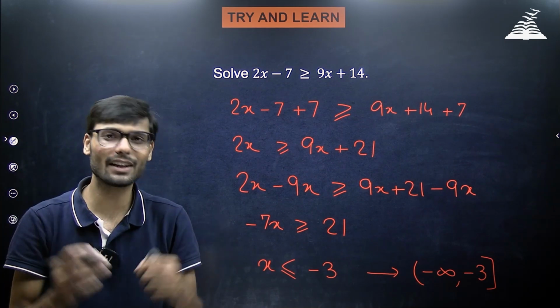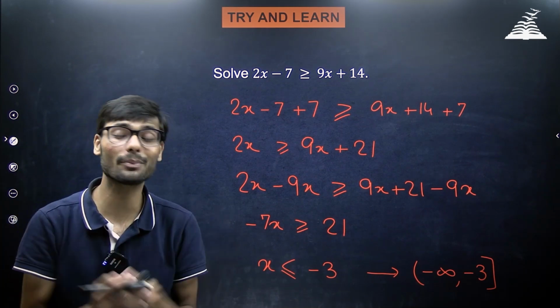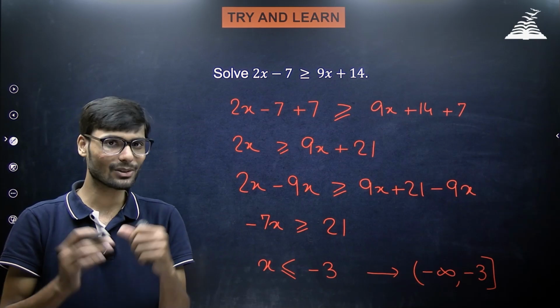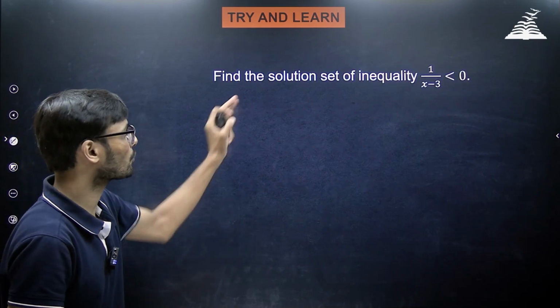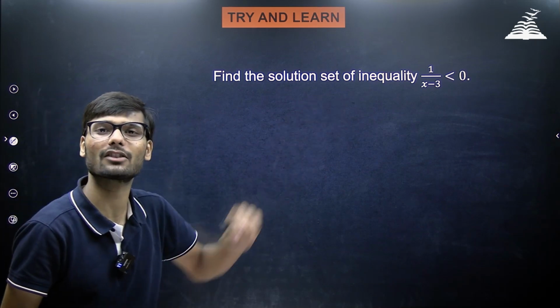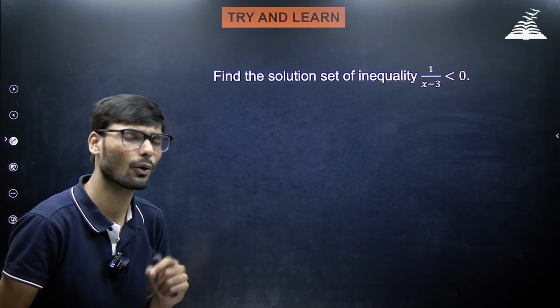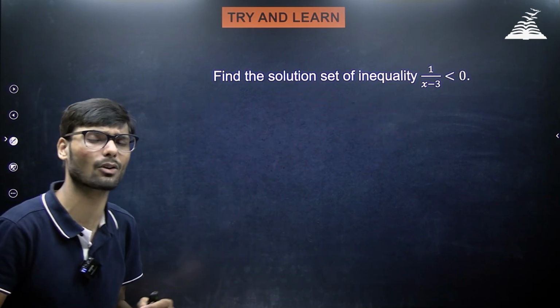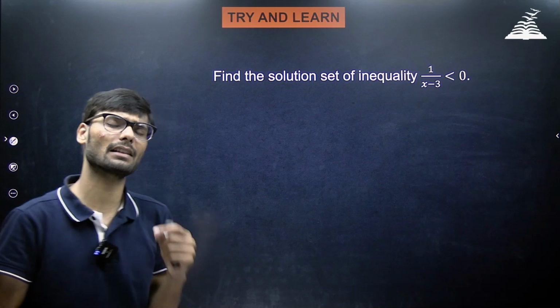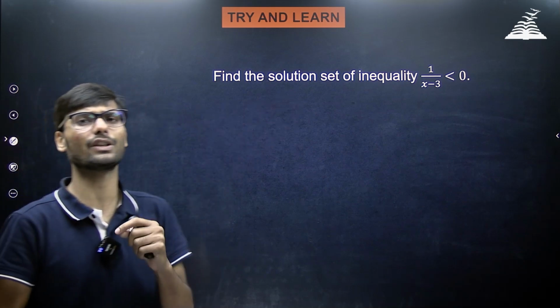Now, what if we are dealing with an equation that involves a polynomial or a rational function? So, let's look at that now. Suppose we are trying to solve this inequation 1 upon x minus 3 is less than 0. Now, this here is a rational function, right? Because the numerator is a constant and denominator is a polynomial. How do we solve this?